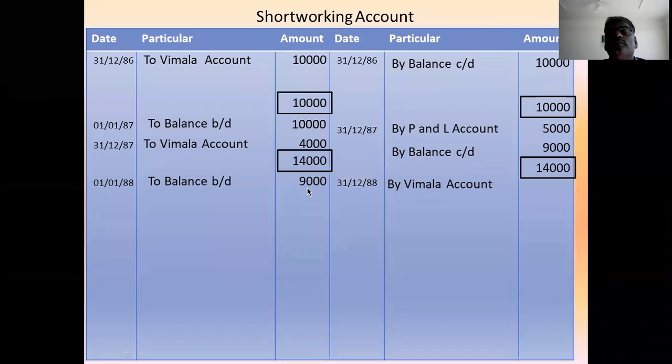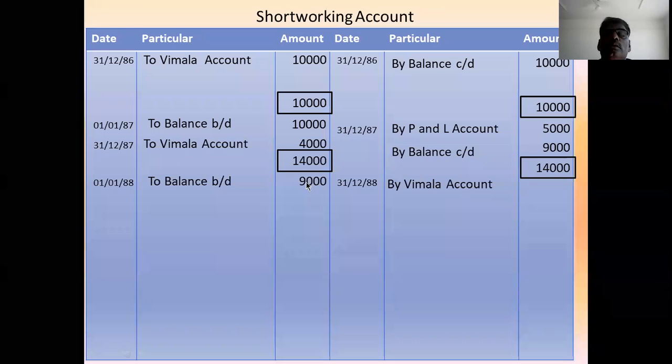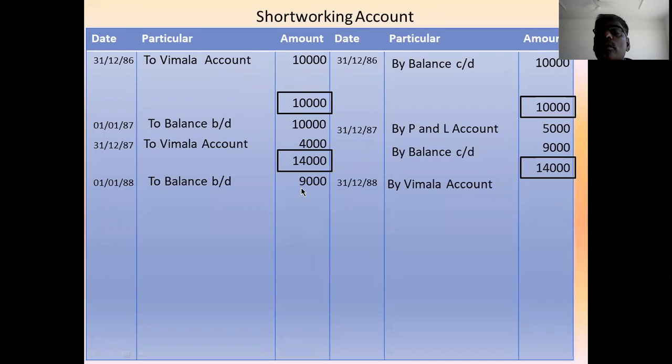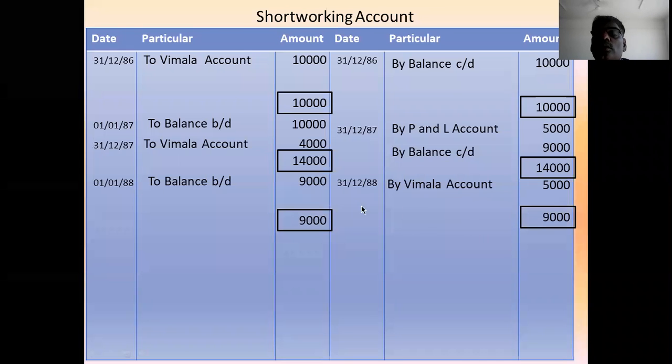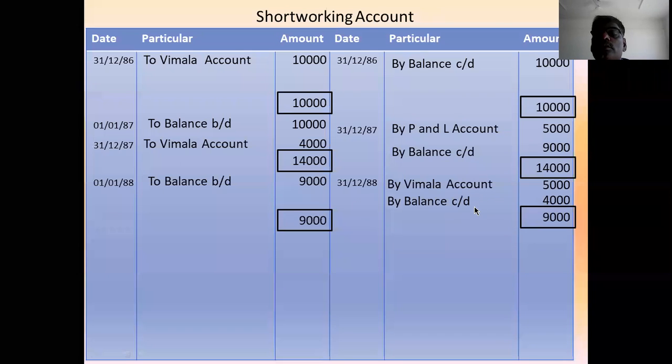9,000 is the balance. And in the third year, there is no amount in the SW. There is amount in the SWR. Therefore, I take by Vimala account 5,000. 5,000 by Vimala account. Okay. And close the account and ascertain the balance. 9,000 is the total. Balance is 4,000. Next year, to balance brought down 4,000.